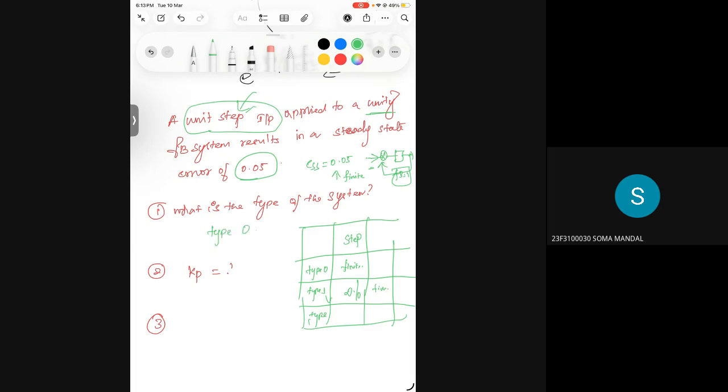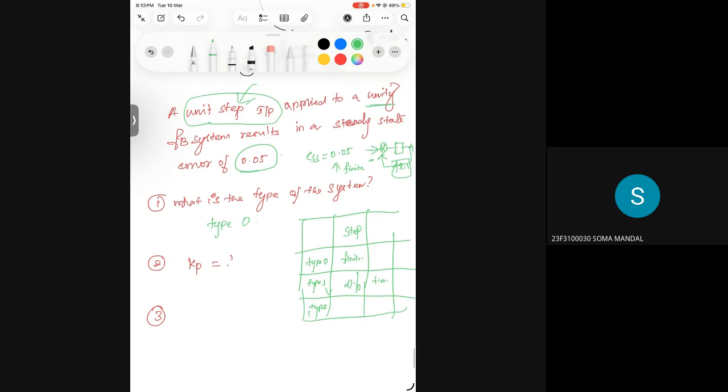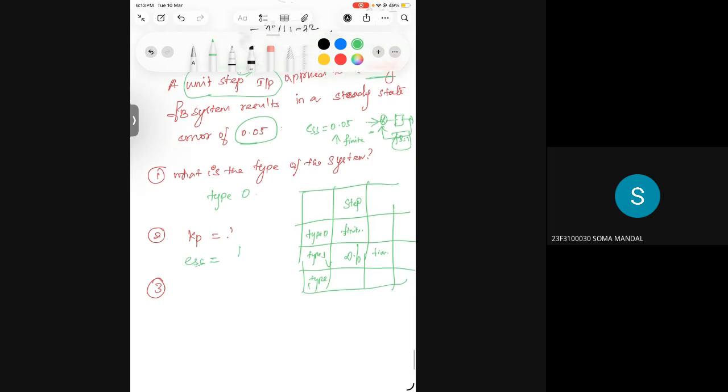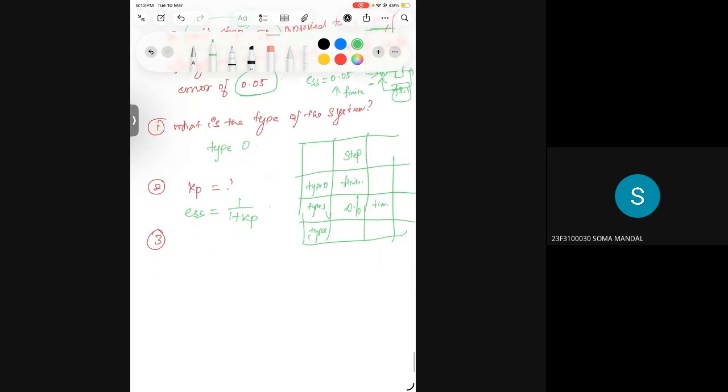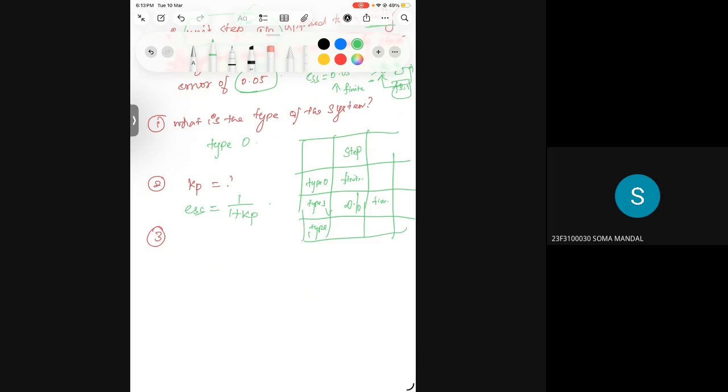I think you are not confident enough in this concept. Please sit and go through this table and then try solving it by yourself. Nobody is answering this. 1 plus Kp is the formula for finding the position error constant with respect to the steady state error. It was given 0.05 equals 1 divided by 1 plus Kp. So 1 plus Kp equals 1 by 0.05, which is 20, so Kp equals 19.